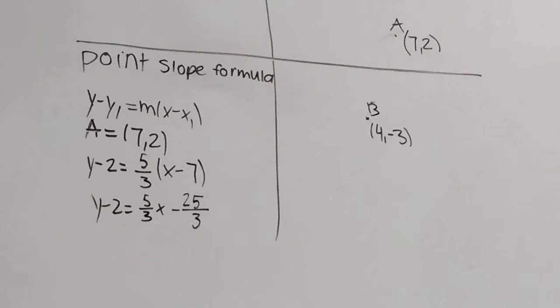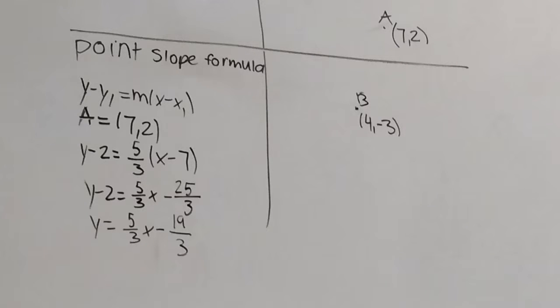If we distribute the numbers, it turns out to be y minus 2 equals 5 over 3x minus 35 over 3. If we simplify it even more, the formula turns out to be y equals 5 over 3x minus 29 over 3.